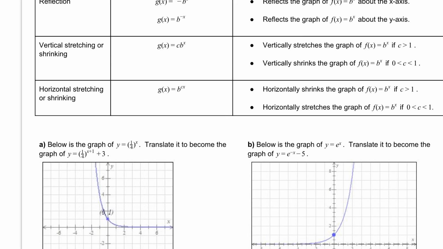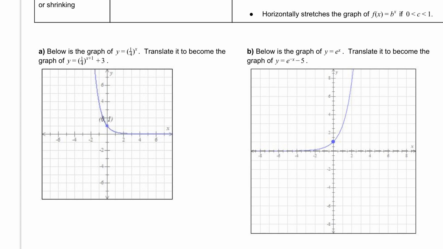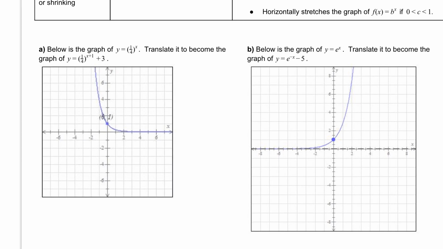So let's take a look at letter A. We have our function here, which is y equals 1/4 to the x. And we want to translate it to become the graph of y equals 1/4 to the x plus 1 plus 3. So the first thing we want to think about is what our transformation is. The plus 1 within the exponent tells me that I'm going to the left by 1. And the plus 3 on the outside of my function tells me I'm going up 3.